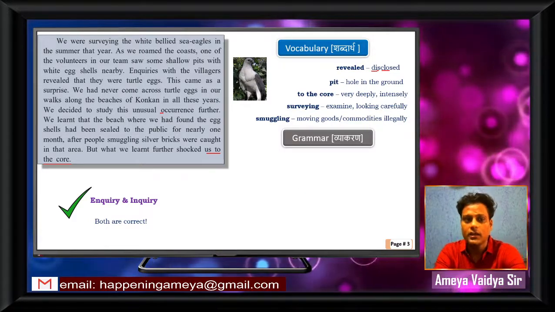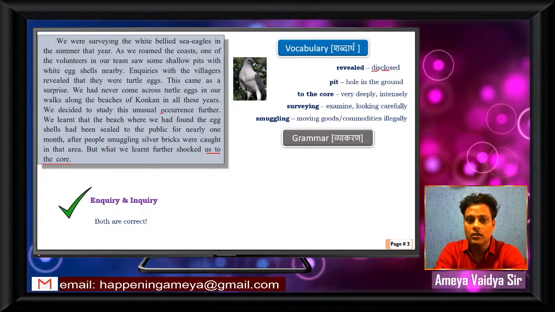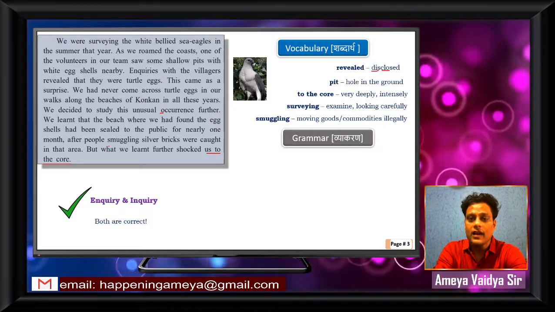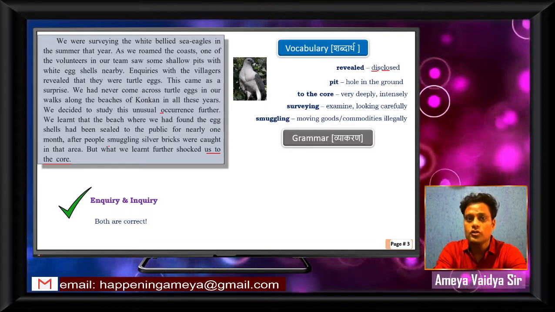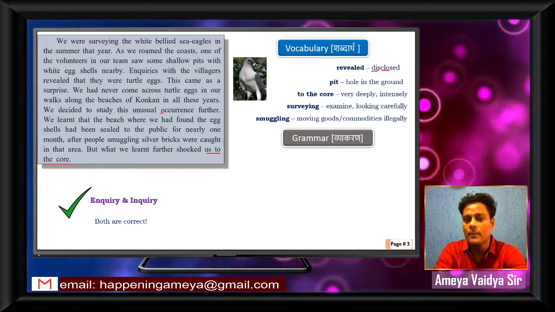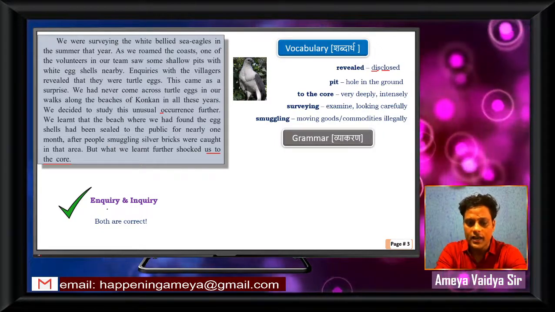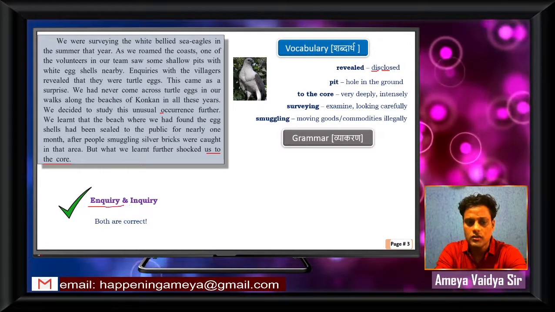So what had happened is that the beach had been sealed to the public. That is why they were able to see the turtle eggs. So what used to happen the other times? We'll learn about that very soon. This is something interesting, guys. Pay attention here.